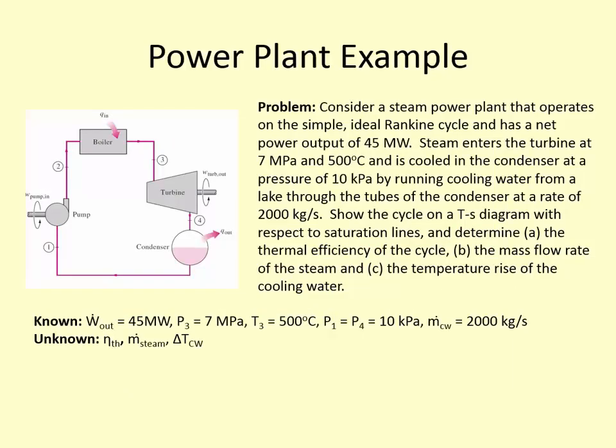So let's do another example. We'll try to move through this one a little bit quicker since we already kind of know how to do it, hopefully. Okay, a steam power plant operates on the simple ideal Rankine cycle and has a net power output of 45 megawatts. Steam enters the turbine at 7 megapascals and 500 Celsius, and it's cooled in the condenser at a pressure of 10 kilopascals by running cooling water from a lake. Show the cycle on a TS diagram with respect to saturation lines and determine the thermal efficiency of the cycle, the mass flow rate of the steam, and the temperature rise of the cooling water.